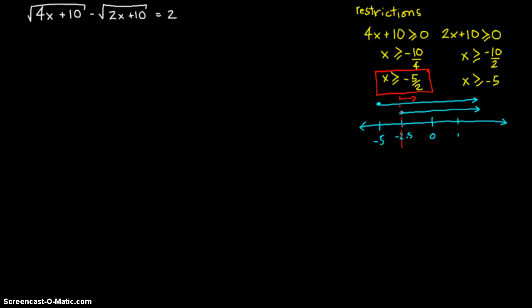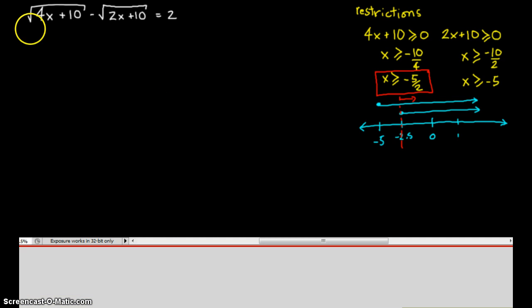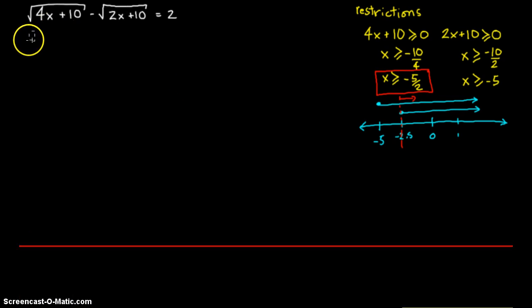What's the rule? The rule is separate the radicals. So I'm immediately going to do that right off the bat. Hold on just one second, I made a little mistake. Here we go. I'm pressing all the wrong buttons. There we go. Okay, so I'm going to be left with a 4x plus 10 on one side, and then on the other side, I'm going to move this over, and that'll leave me with a positive, which is nice, 2x plus 10 plus 2.